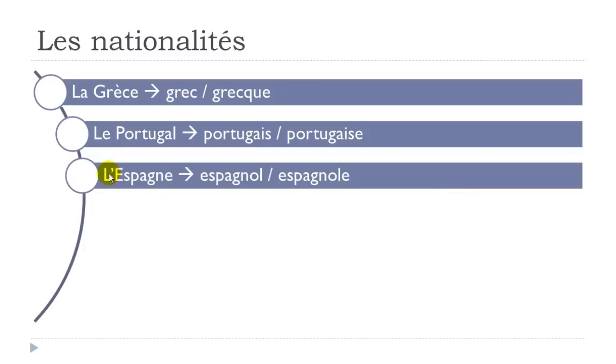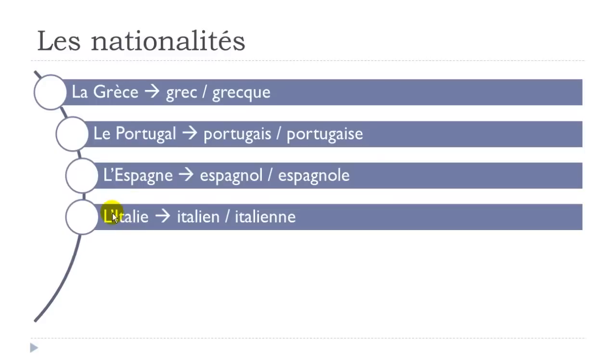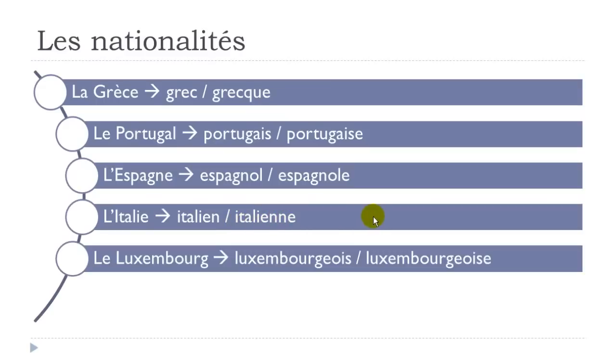And then, l'Espagne. Espagnol. Remember, espagnol. So you get this final E for the feminine form, but then phonetically it's the same. L'Italie. Italien. Italienne. Remember, when you get this E followed by a double consonant like here, then you will have to open it. E, italienne, italienne. Okay?